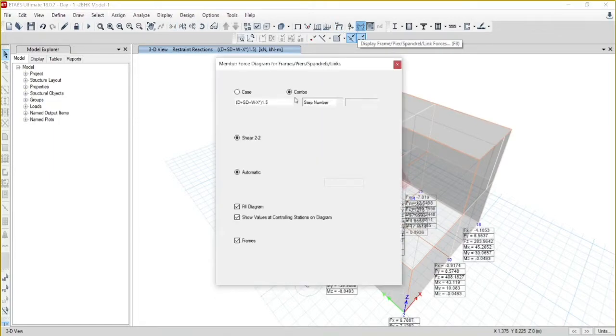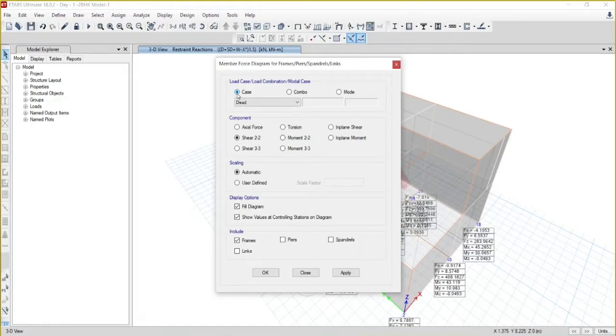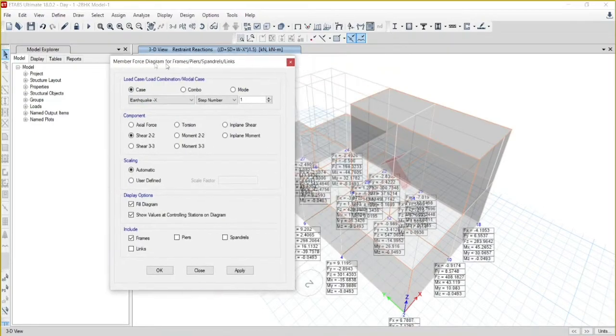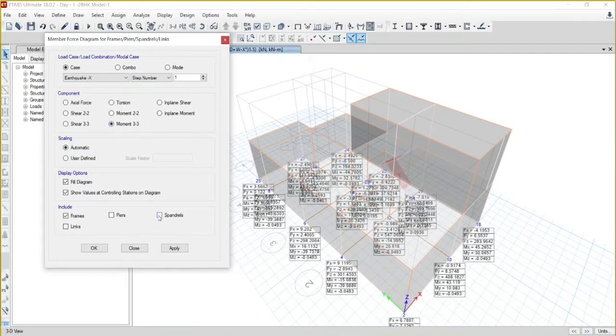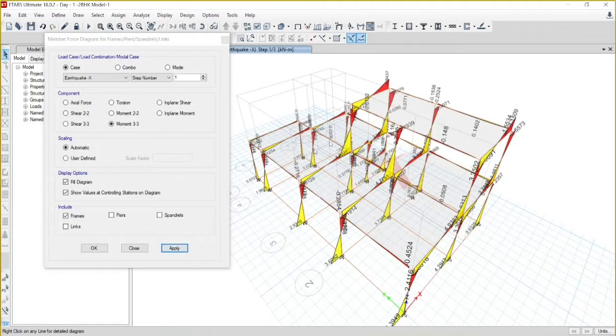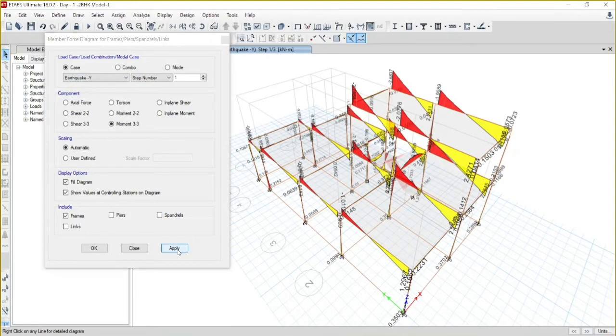Now you can check moment, earthquake. Due to earthquake, what are all the moments? You can check here and apply. Where you can find the maximum bending moment. You can check the bending moment in x direction. If you need in y direction, you can check it. In y direction, you can see the bending moment is in y axis. This is y axis. You can see all the bending occurring in y axis.